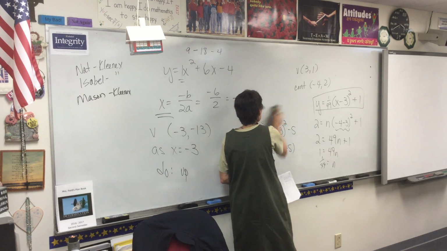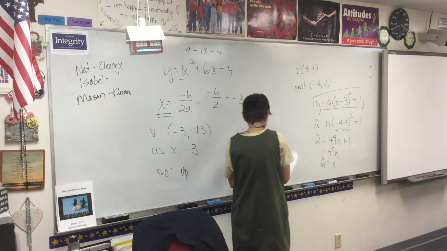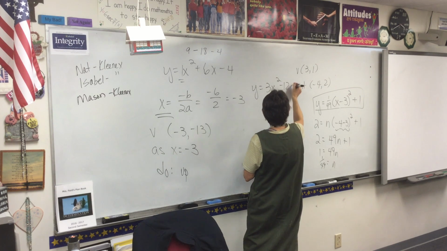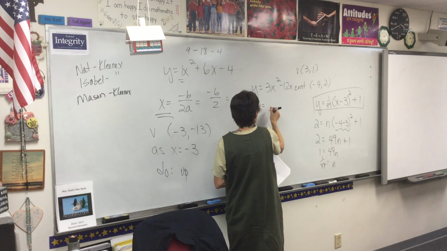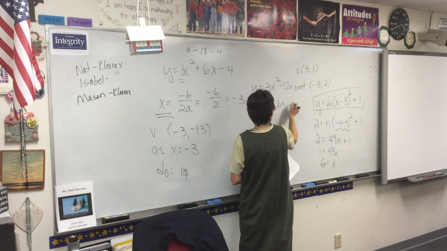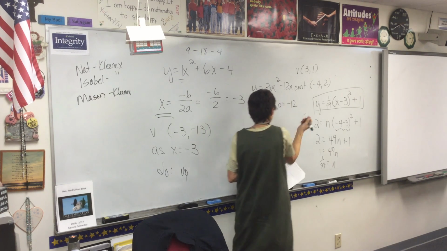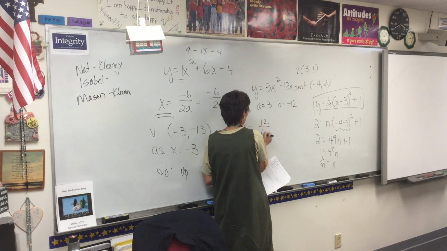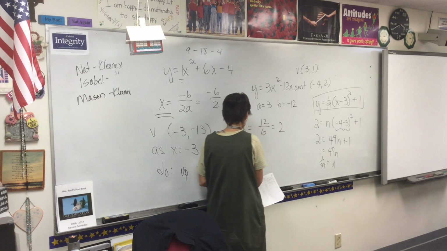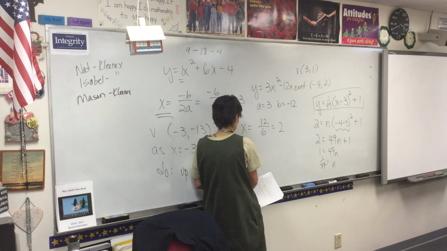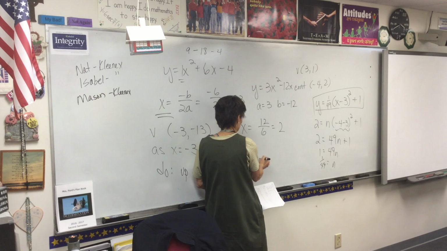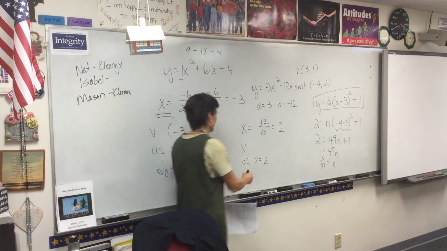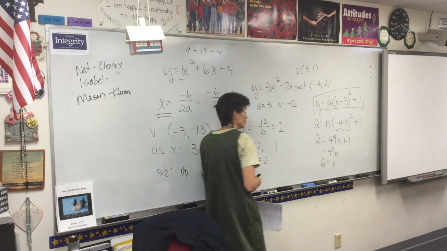And number 2, or B, is the same exact thing. It's a little bit different, but don't panic. What's my A in this problem? 3. What's my B? Negative 12. So I'm all good. X equals negative B over 2A. So I got x equals 2. Did I do that right? Yep. So my vertex has an x coordinate of 2.